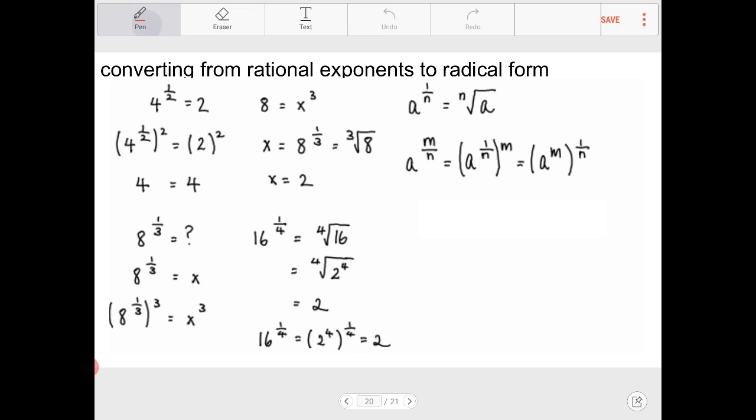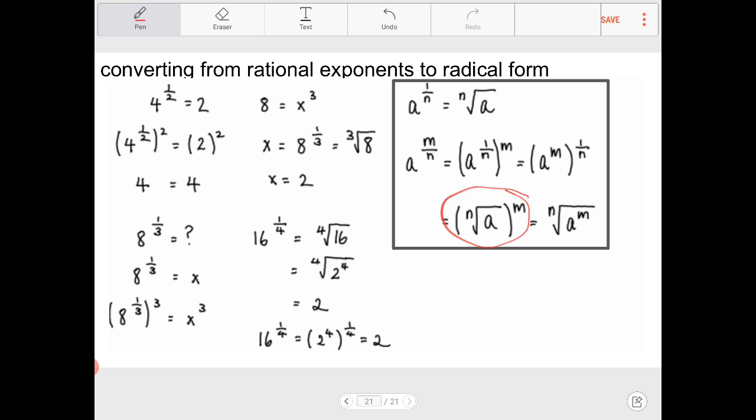And what does this translate to in radical form? Remember, a to the 1/n is the nth root of a, which means we're going to take the nth root of a and raise it to the m power here. And consequently, this one over here means we're going to take a to the m and then take the nth root. All of these things are equivalent, by the way. All of these things here on the right are equivalent to a to the power of m over n.